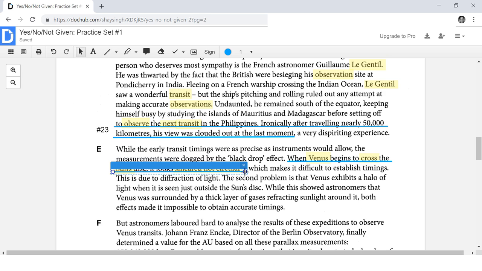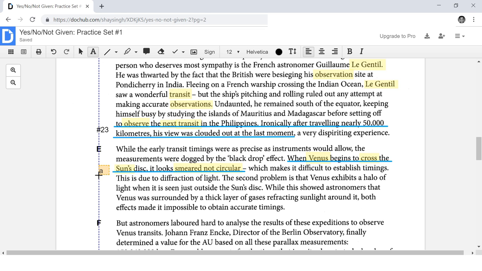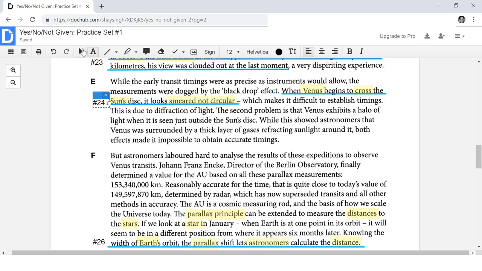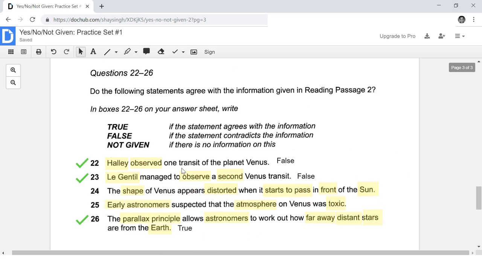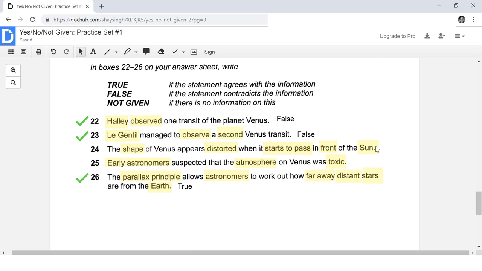Pretty much right there. That's where our matching sentence is. So here it says, when Venus begins to cross the sun's disk, it looks smeared, not circular. So our answer to number 24 is right over here. And the correct answer, what do you think it is? The correct answer is true, guys. It's true. Because all the information matches up.